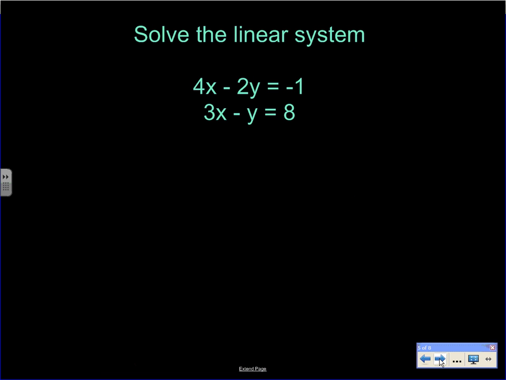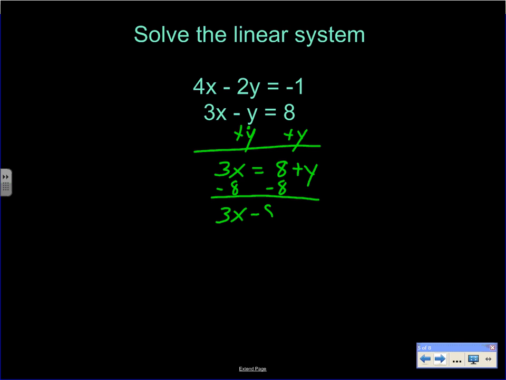Let's look here. Which variable is it going to be easy to get all by itself? This y right here has a 1 in front of it. I know it's a negative 1, but at least it has a 1 in front of it. The other ones will have numbers. So let's add y to both sides of the bottom equation. So 3x is equal to 8 plus y. We're trying to get y by itself, so we minus 8. So 3x minus 8 is equal to y.